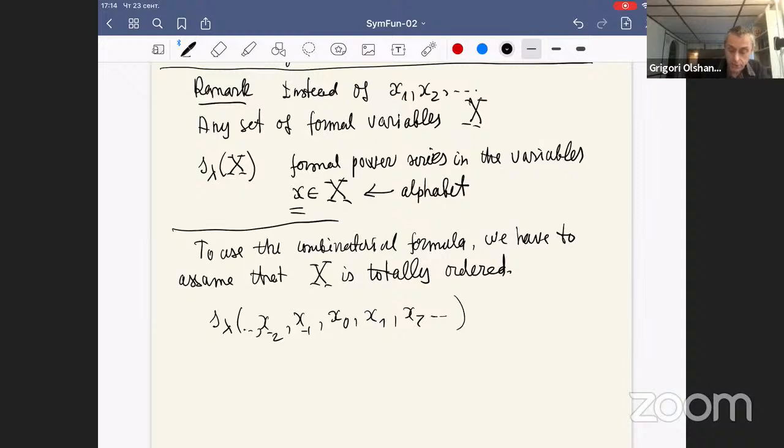These are the variables which are indexed not by the set of natural numbers, but by the set of all integers. For instance, we can use even the set of rational numbers as the index set, or whatever we want. The only thing which we really need is the total order. Okay?